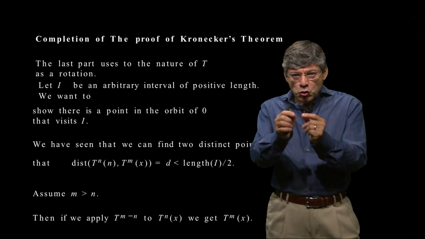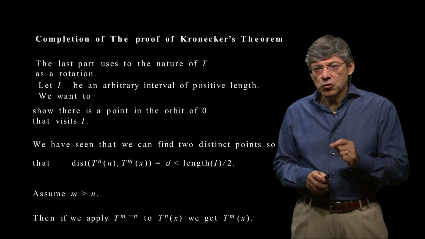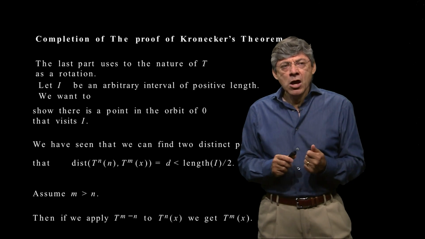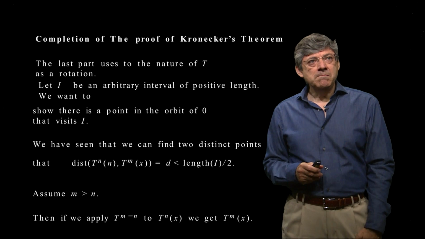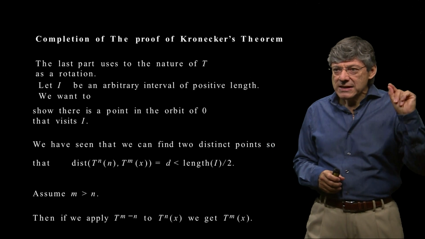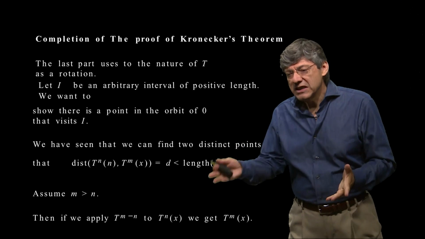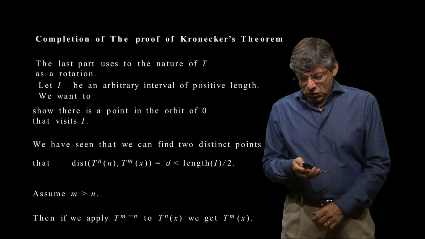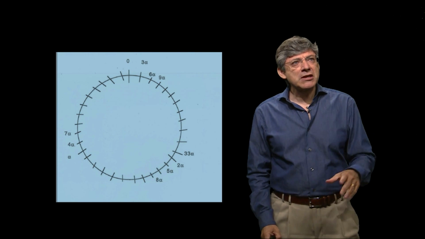So we can find two points whose distance is d, and d has been chosen to be less than the length of the interval divided by 2 in this case. Let's look at those two points, and we'll assume one is bigger than the other. Now if we apply t to the m minus n to tn, we get tm. Okay.